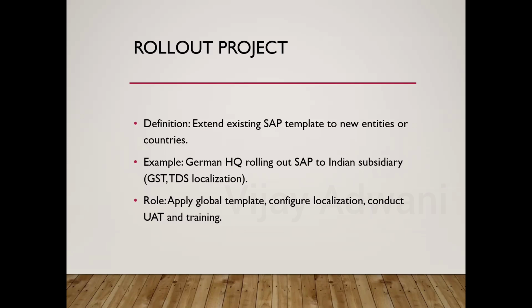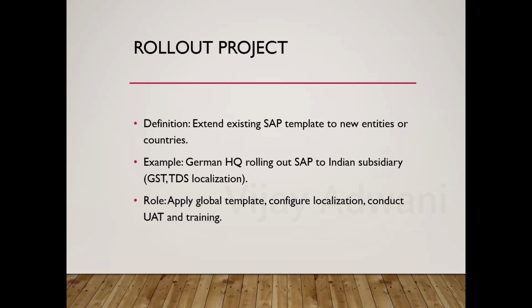What is the advantage over here? Advantage over here is that the configuration was already done for those German company codes. So you have a config document already in place. You have everything in place. Only thing what you need to do, you need to implement the same thing for the Indian subsidiaries. There might be some variations, just like in this case, GST. In Germany, there might be VAT.